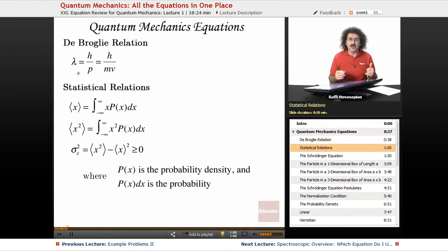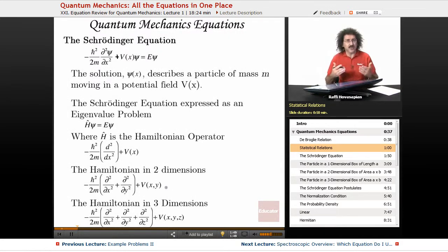We had these statistical relations. It's what we talked about in the beginning. So if you have a bunch of values, the average value of x is going to be the integral, this negative infinity to infinity is just over the particular space that you happen to be dealing with, of x times p of x dx. The average value of x squared equals this, and this variance, which is sigma squared, is the one thing minus the other thing squared. That's always going to be greater than or equal to 0, and p of x is the probability density. P of x dx is the probability. We'll see what probability density and probability are for the wave function in just a moment. And again, these are just reminders of what it is that we did.